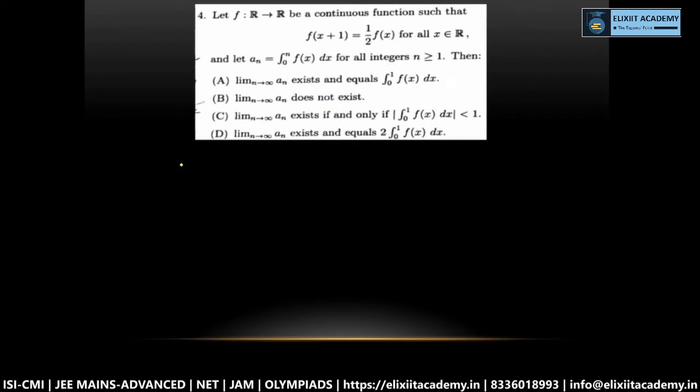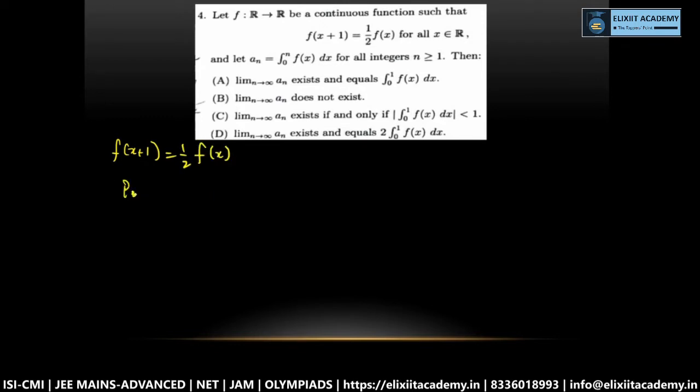When we were doing the method of iteration process, at that time I showed you this particular relation. We have seen lots of similar questions, how to use the iteration process over there. The same thing we are going to use over here. So see here, f of x plus 1 is half of f of x. This is given.